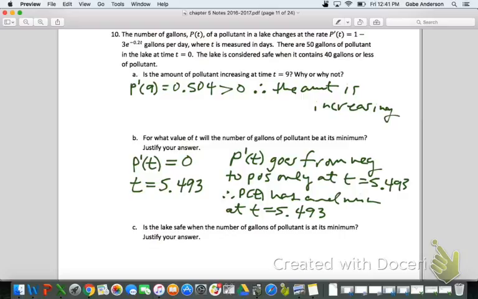This one, I think, is an important question. It says, is the lake safe when the number of gallons of pollutant is at its minimum? Justify your answer. So what's that acceptable level of pollutant? 40 gallons. So how do you think we're going to be able to figure out how many gallons there are in the lake at that 5.493 that we just found? That T into P of T.